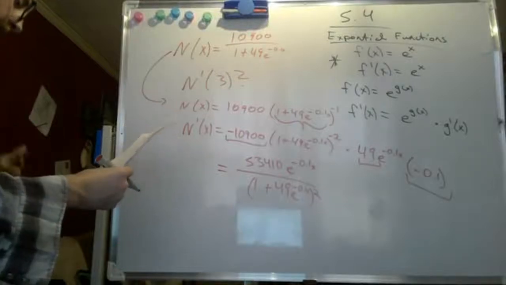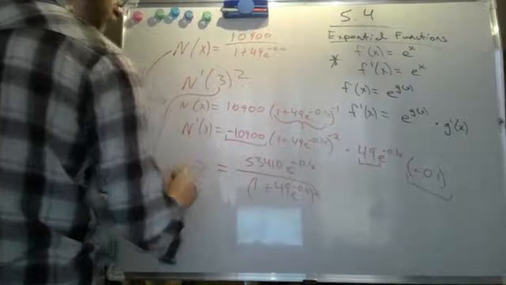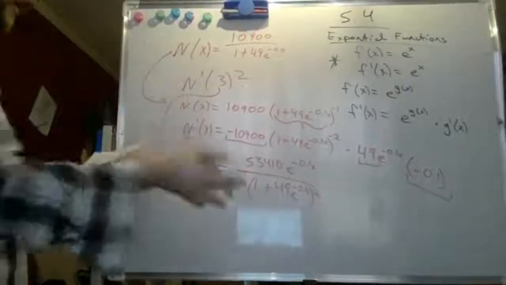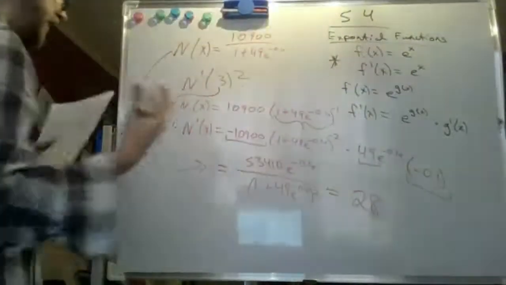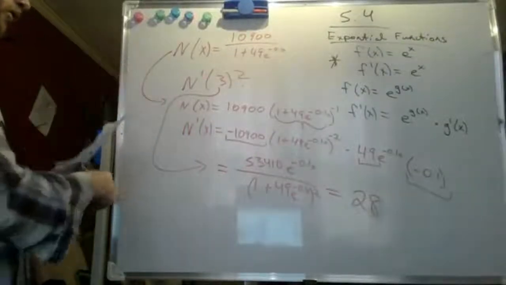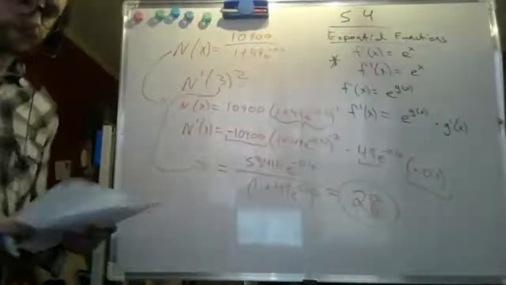And so the last and final step is to take 3, plug it in for x, and get your answer. And for the sake of time, I'm just going to tell you that if you plug in 3, then you're going to get about 28. So there are 28 bacteria that are multiplying, that are reproducing per hour. And there's your final answer for this question.